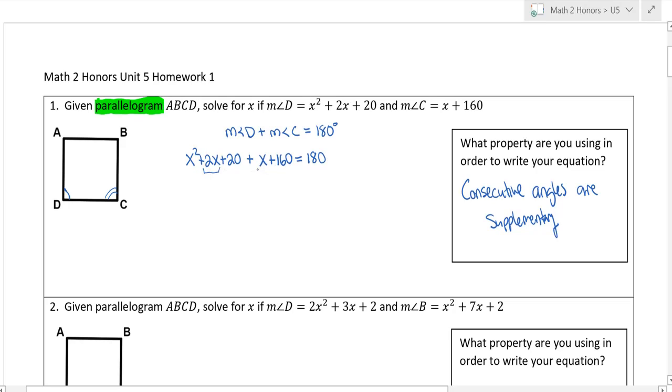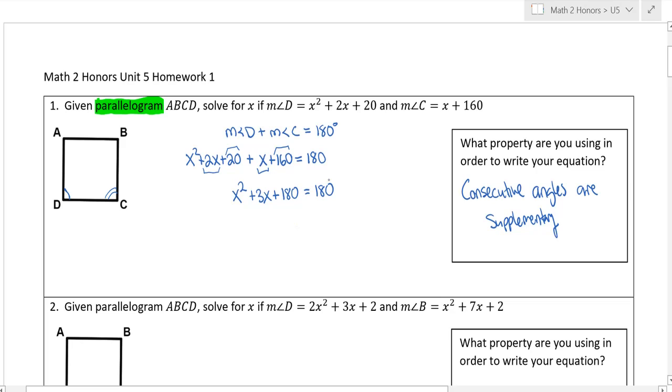So 2x plus x, I can add those. Remember, like terms have the same variable, same power, and then 20 and 160 are both constants, so they're like terms as well. And so we have an x squared plus 3x plus 180 is equal to 180.